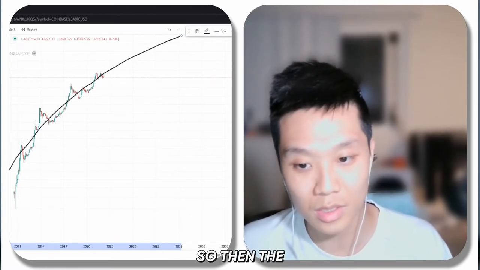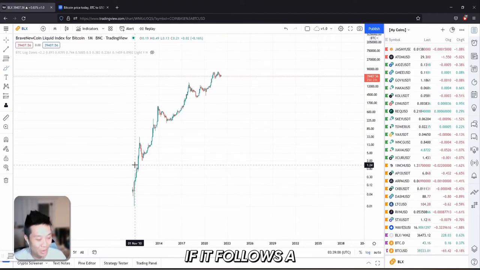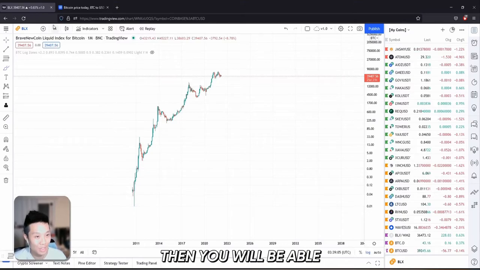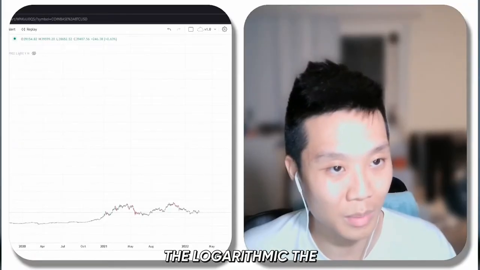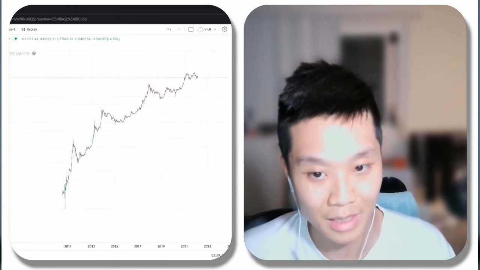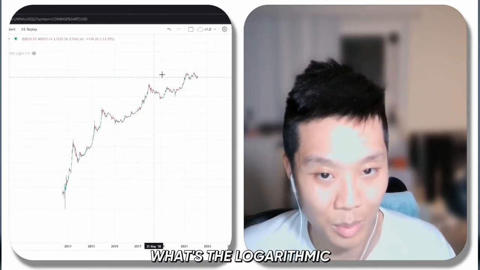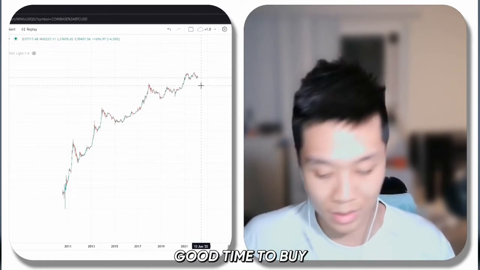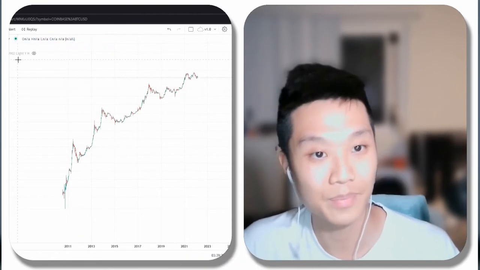So then the question is, if it follows a logarithmic curve, then what is the actual logarithmic curve, right? If you have the formula, then you will be able to figure out Bitcoin's prices. Essentially, if I know the logarithmic formula, I will know both the high and the low of Bitcoin. Since it follows this, all you have to do is figure out the logarithmic curve for the high and the logarithmic curve for the low, and you'll always be able to know when is a good time to buy Bitcoin and when's a bad time to buy Bitcoin. You know what I'm trying to get at?